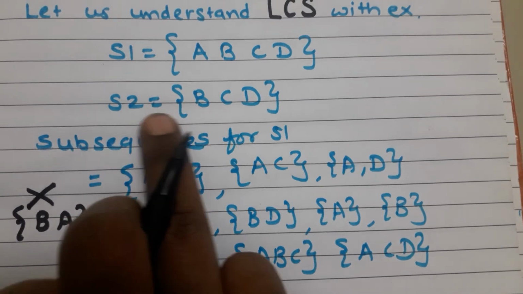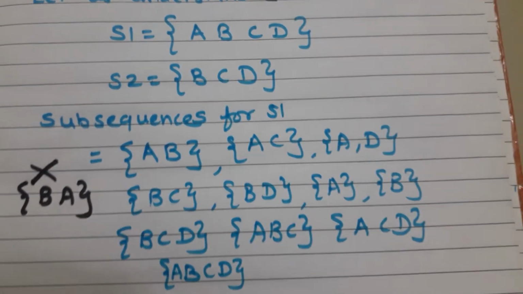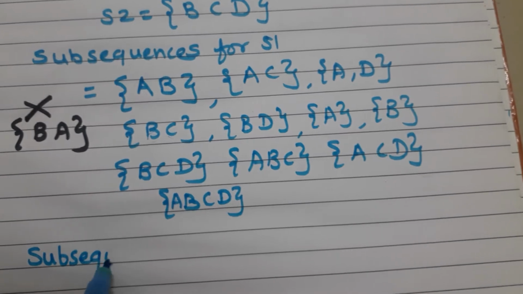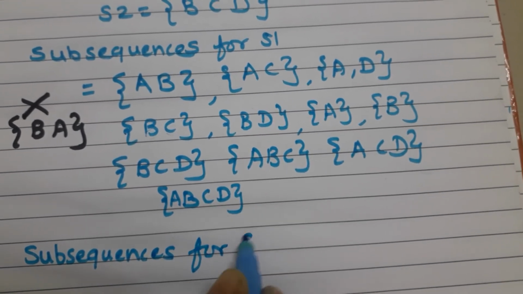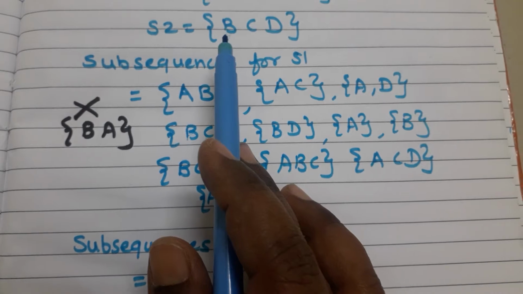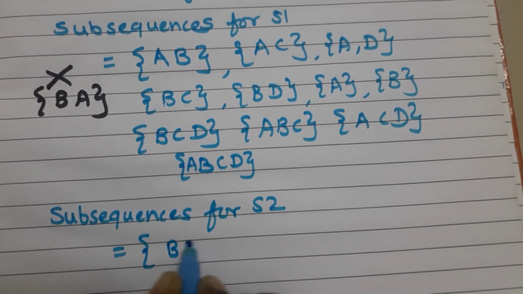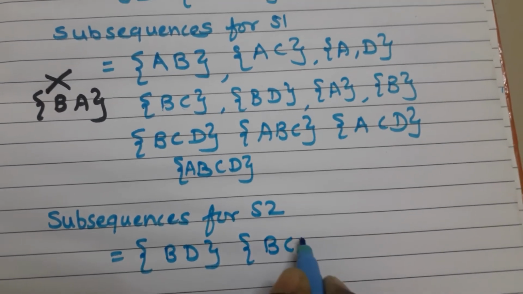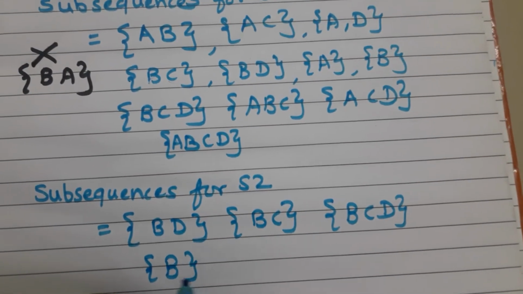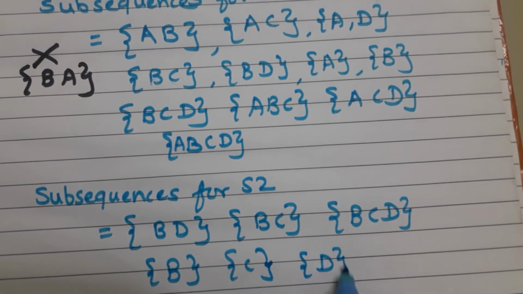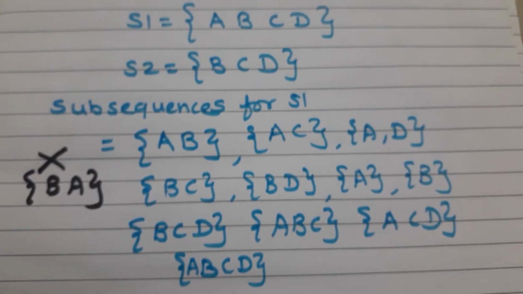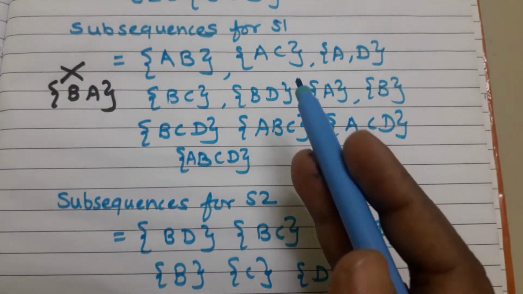In the same way we have to find the subsequences for S2. Here there are only three characters, B, C, D. So we can write the possible subsequences: BC, BD, BCD, or single characters B, C, D. In this way we have found the subsequences for S1 and for S2.